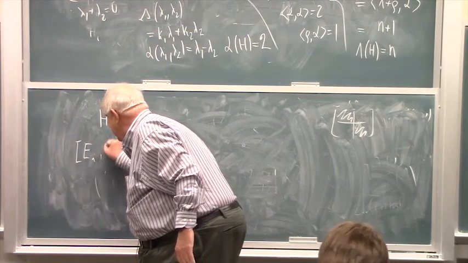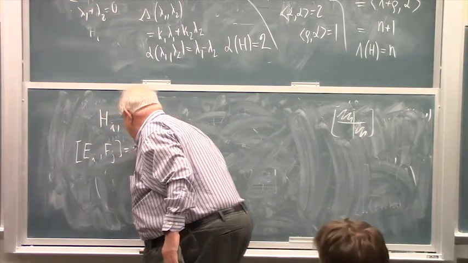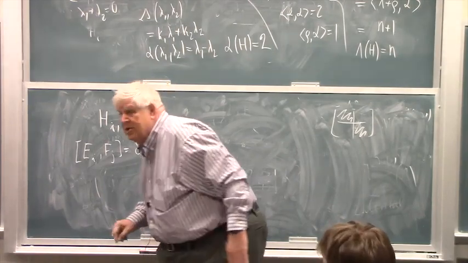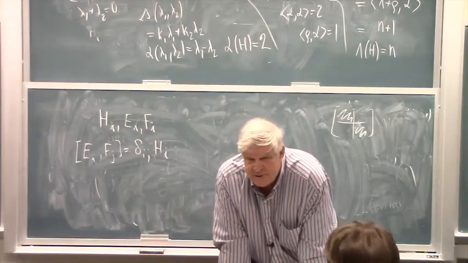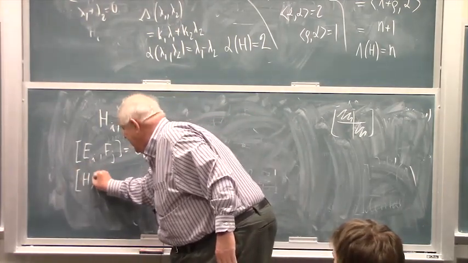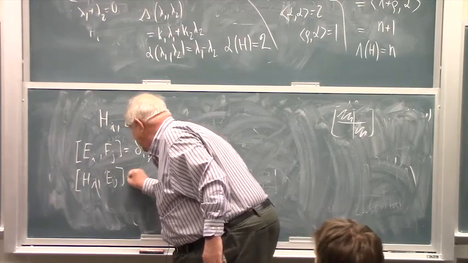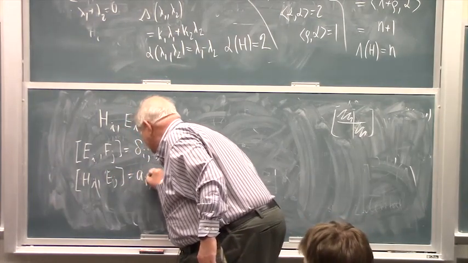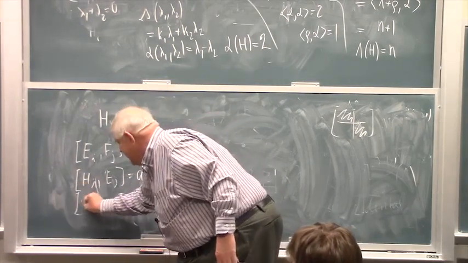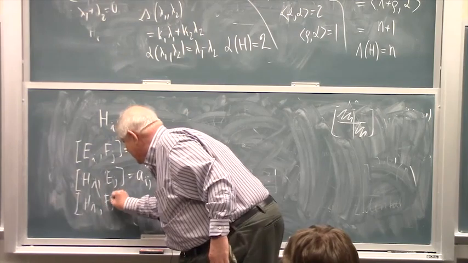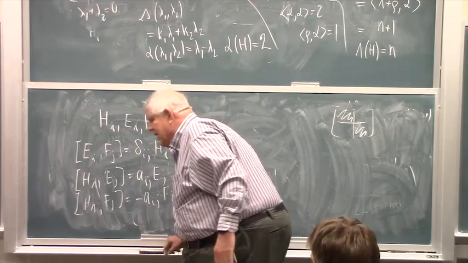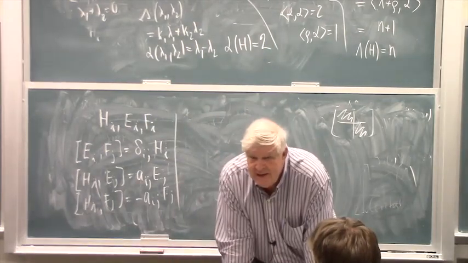The commutator of ei and fj is hi if i is equal to j and 0 if i is not equal to j. The commutator of hi with ej is aij ej. And the same with f, only with minus. These are the basic relations.